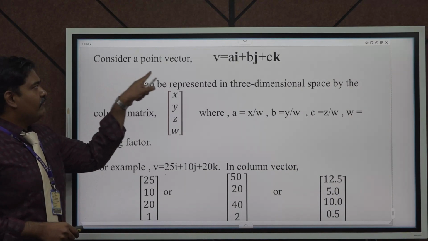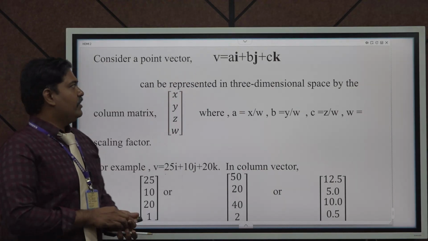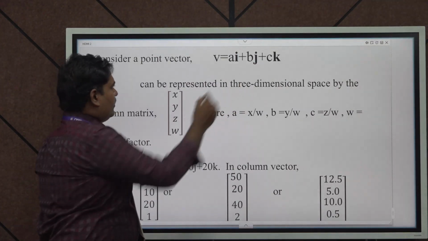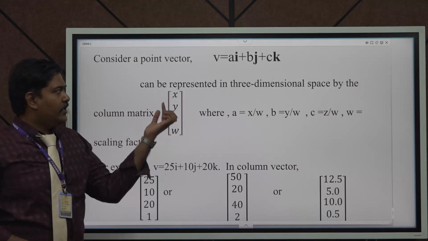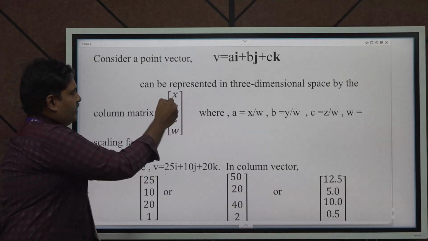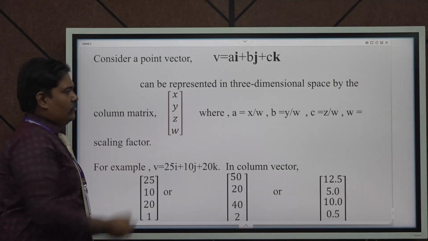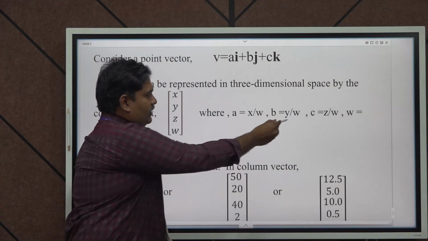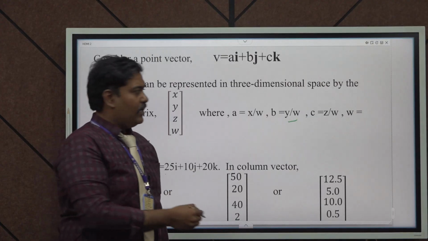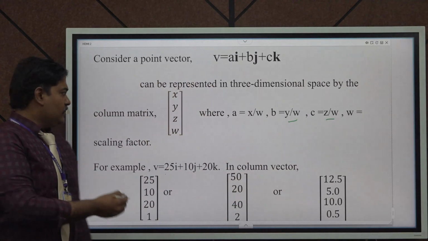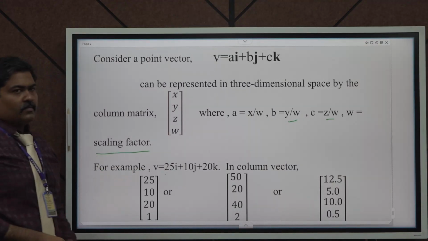So consider a point vector, that is V. V is equal to AI plus BJ plus CK. It can be represented in 3-dimensional space by the column matrix X, Y, Z, W, where A is equal to X by W, B is equal to Y by W, and C is equal to Z by W. Here W is considered as a scaling factor.